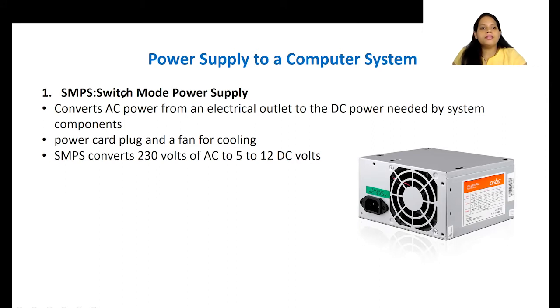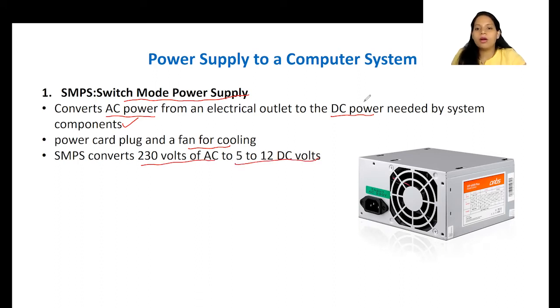One is SMPS, which is switch mode power supply. Now let's see what this is. It converts AC power from the electrical outlet to the DC power needed by the system components, and has a power cord plug and a fan for cooling. SMPS converts 230 volt AC to 5 to 12 DC volts.